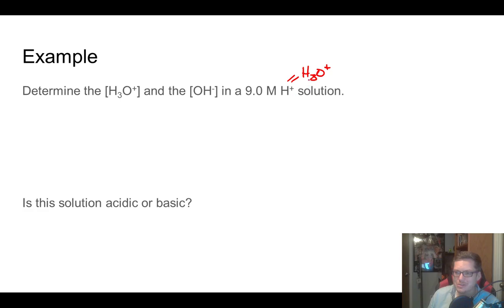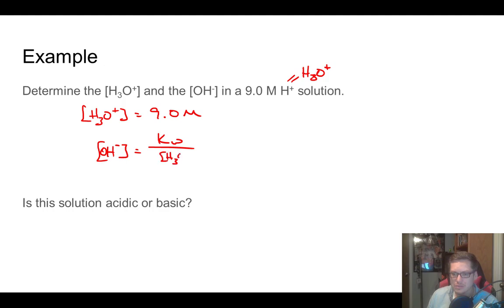So anyway, we get H3O plus. So the concentration of hydronium is just 9.0 molar. And then to find the concentration of hydroxide, OH minus, that's going to be the Kw divided by our H3O plus. Super easy. So that's our 1 times 10 to the minus 14 divided by our 9.